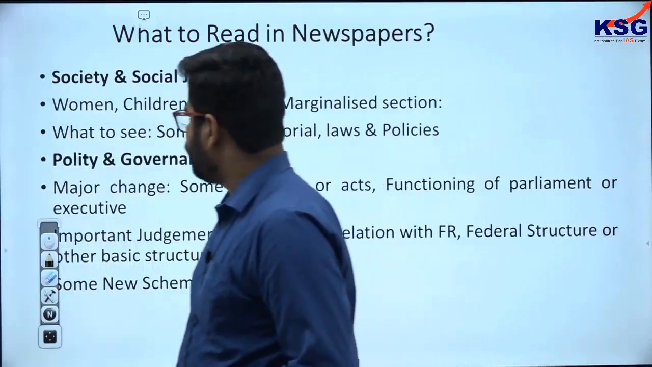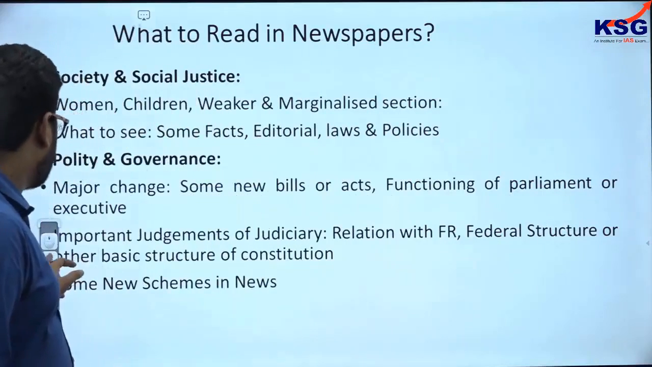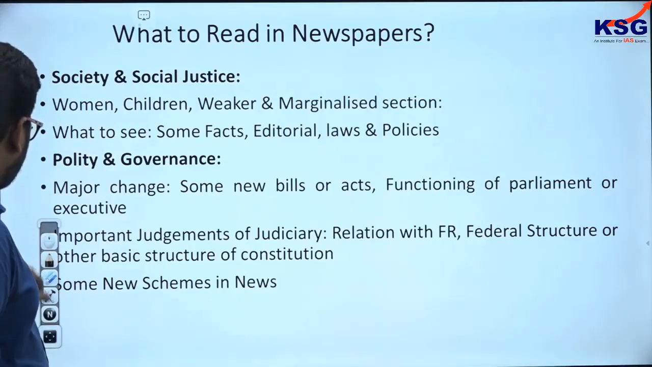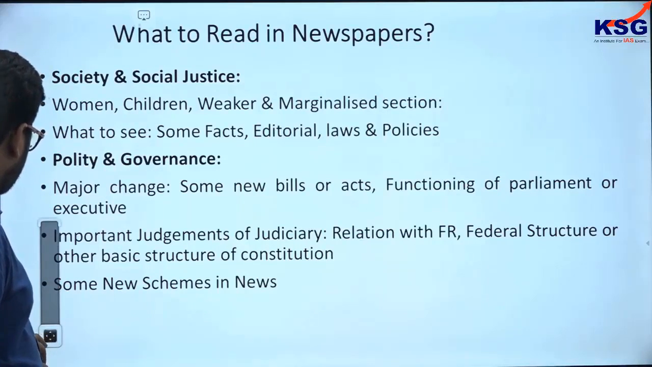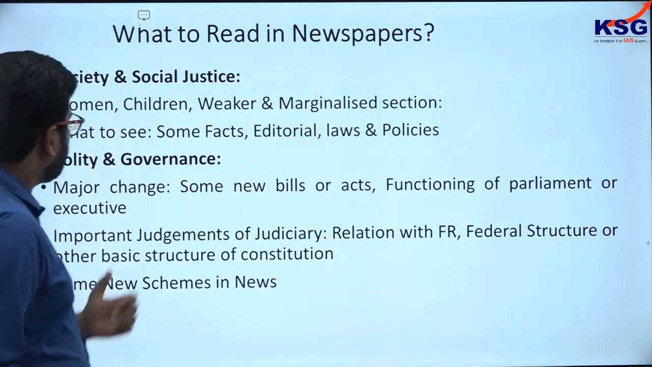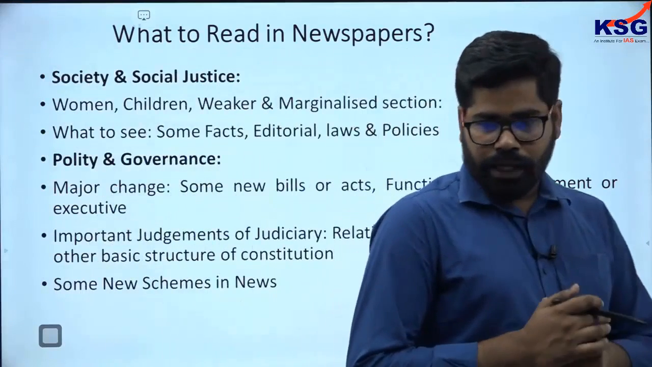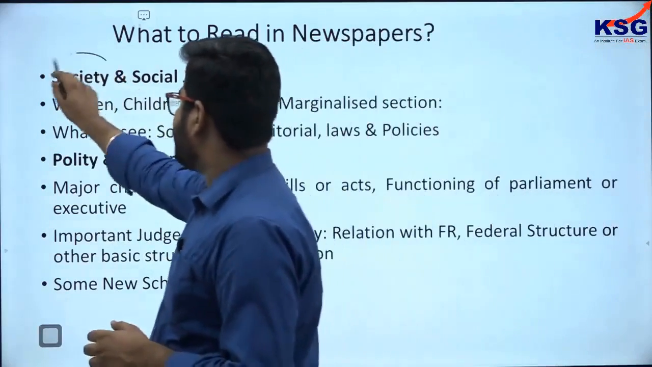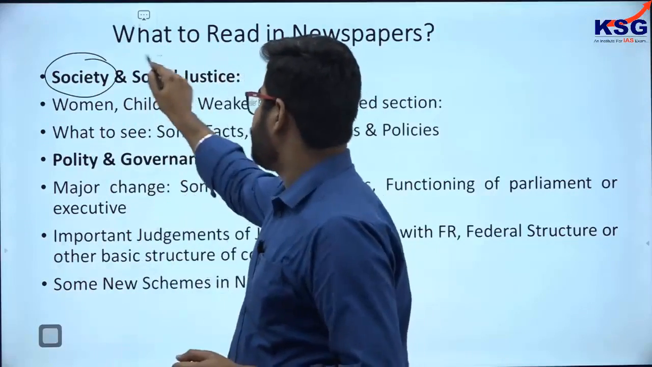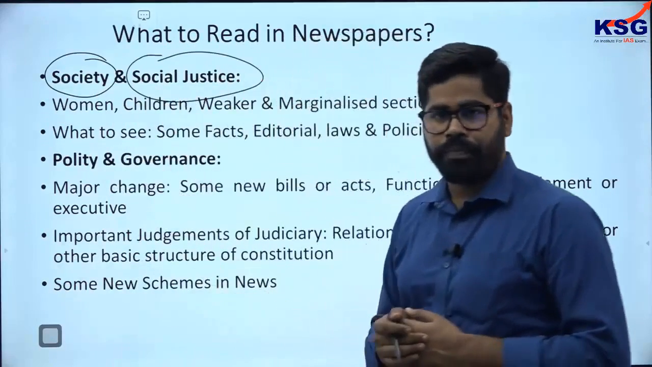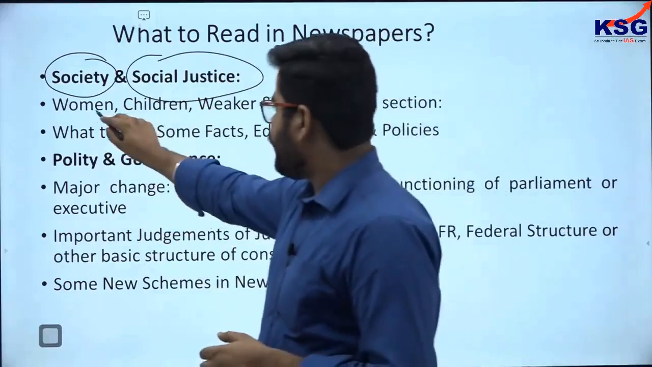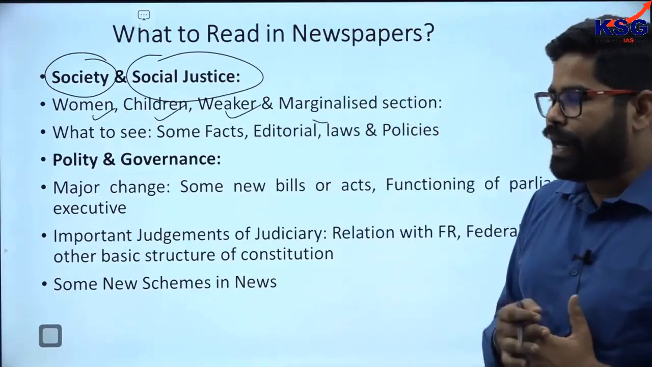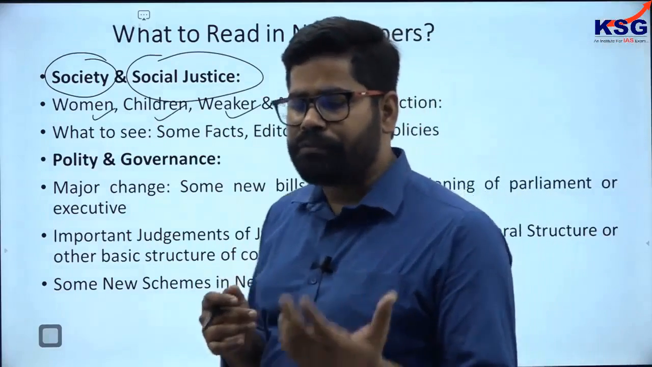See, another thing which we have to see is the society and social justice part. Now, you will find that we have taken these two topics together, society from GS paper 1 and social justice from GS paper 2. There are certain themes here like women, children, weaker or marginalized sections. And you will find that there are some news articles about them from time to time.